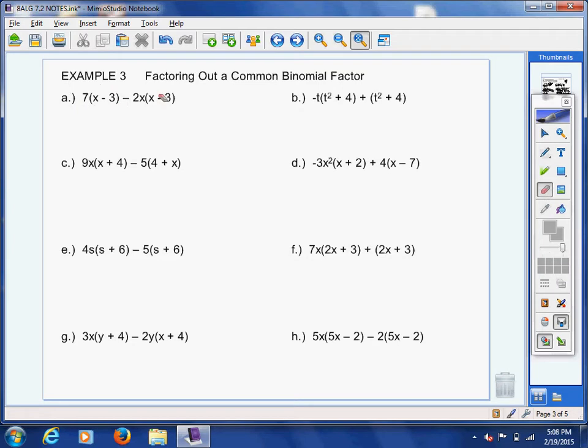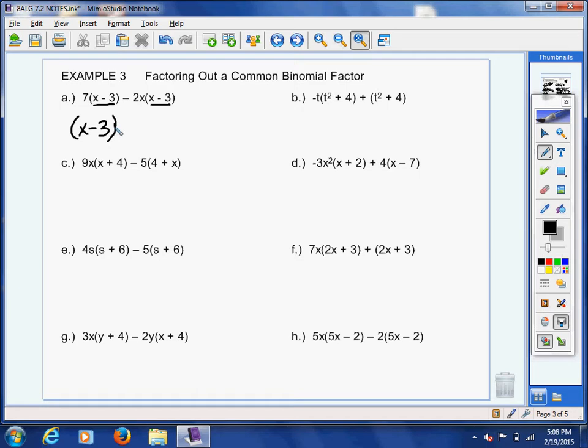Now, what I want you to see is that they both share a common binomial. That would be the GCF. Anything that's common is a common factor. What we're going to do is take that out and put it out in front. There's our GCF. The common binomial factor is x minus 3.